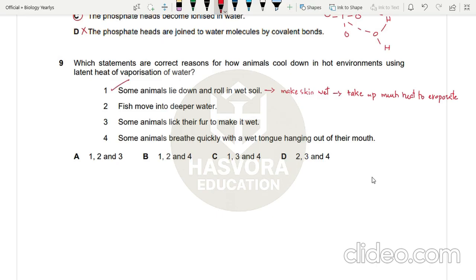Fish move into deeper water. This is incorrect because if they are already in water, what is the point of moving into deeper water? The temperature will remain the same. So this is incorrect.